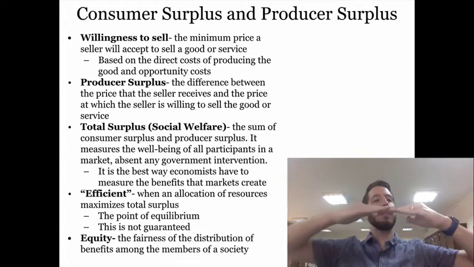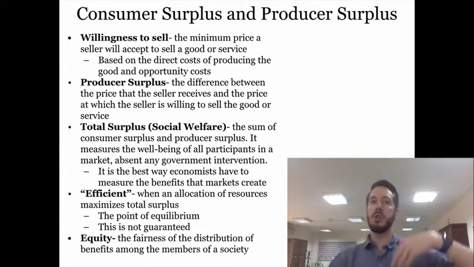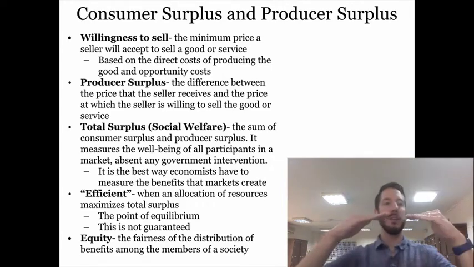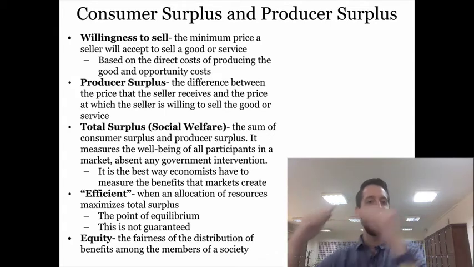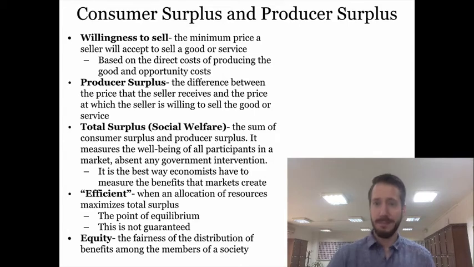We want as many benefits as possible distributed among buyers and sellers. We don't want consumers to have more of a surplus than producers. We want there to be equality, so producers will produce more and consumers will keep buying. When you have a level playing field, everyone wins.